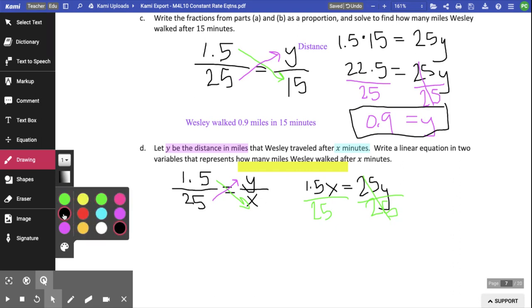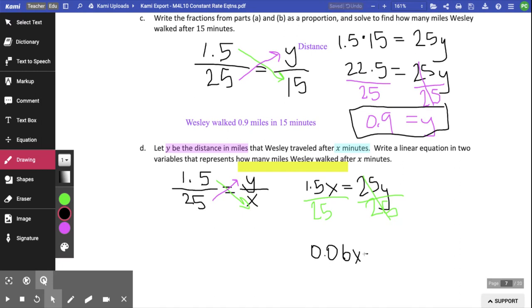1.5 divided by 25 is 0.06. So I'm going to write my result. This is 0.06x, we didn't cancel the x out, is equal to 1y, or just y. And this happens to be the answer. Notice that since there's two variables, we can't get rid of both of them. And they asked us to write an equation in two variables that can represent how many miles Wesley walks after a certain amount of minutes.